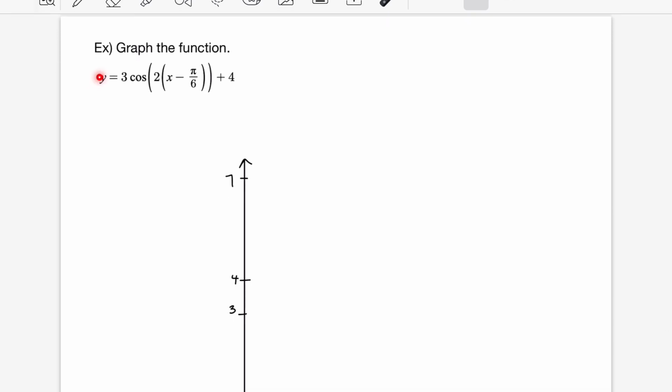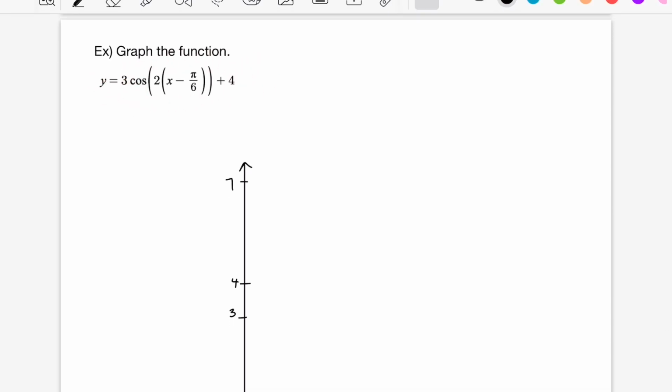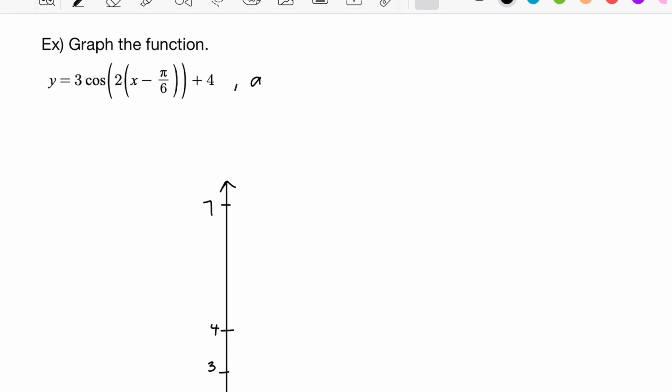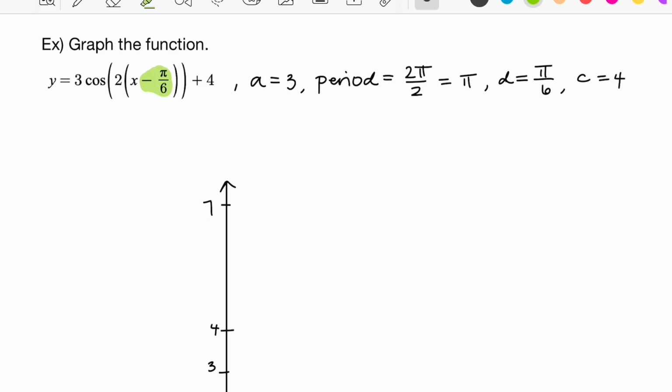Now let's do the same thing for this example here. First, what we'll do is identify everything. So we can see that our amplitude here is going to be 3. Our period is going to be 2 pi over b. In this case, b is 2. So our period is going to be pi. We also see that our graph is going to be translated pi over 6 units to the right, since we have minus pi over 6. So d is going to be pi over 6. And then c here will be positive 4. It'll shift our graph 4 units up.